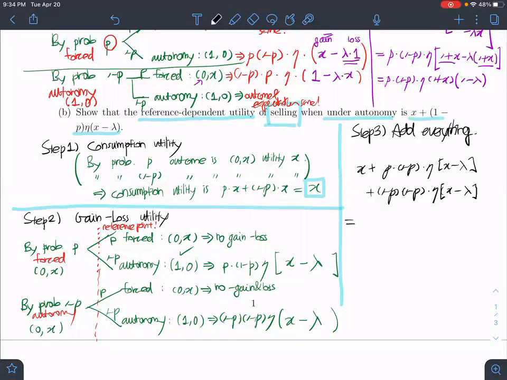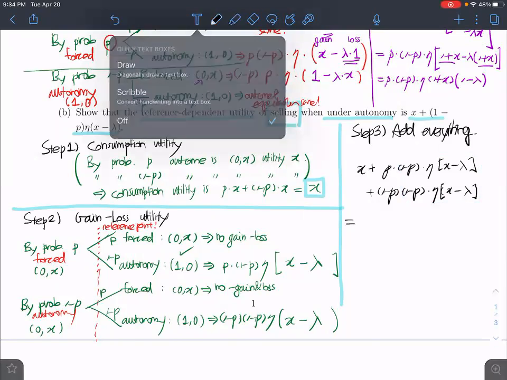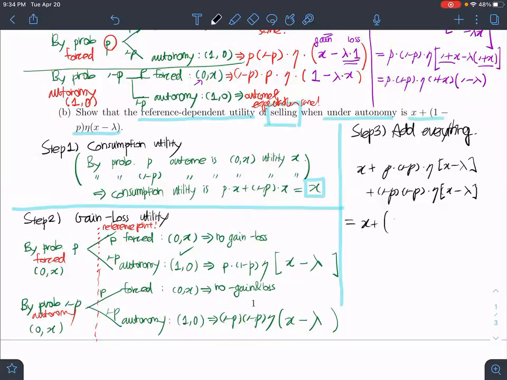But as I said before, this part is the same. So I can just factor out as X plus P plus 1 minus P. So adding the terms at the front times (1 minus P) eta (X minus lambda). This one is confusing. X. Okay, so this one is multiplied, not X dollars. Any questions?